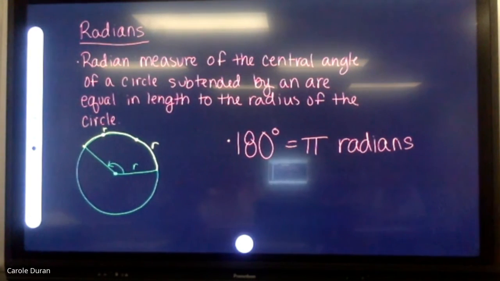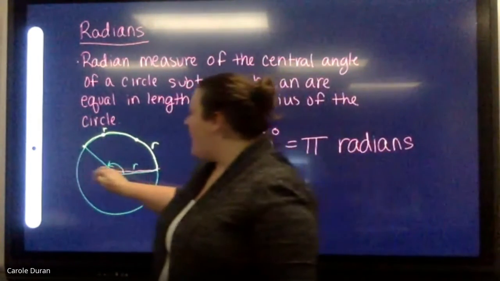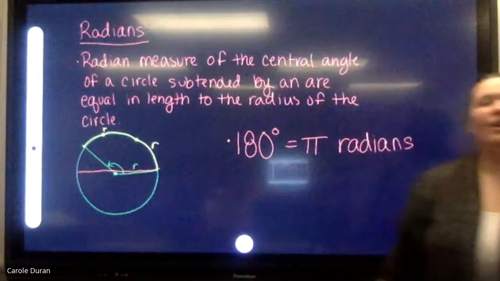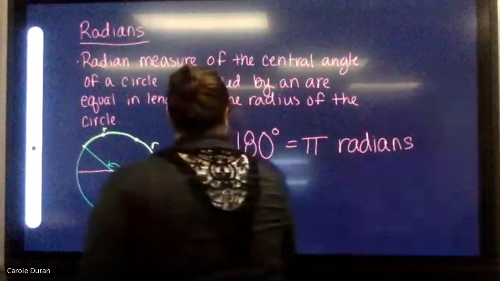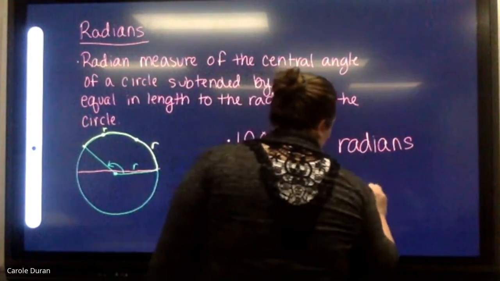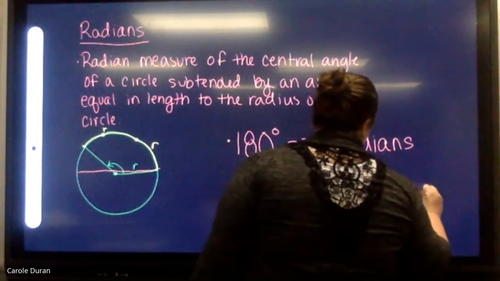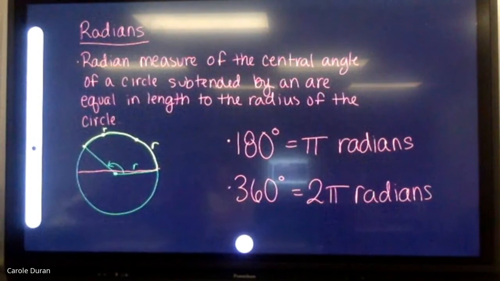Okay, so if 180 degrees is equal to pi, so 180 is half my circle. Remember, that's a straight line. What do you think 360 degrees corresponds to? 2 pi. Those are the most common degree-radian conversions that we recognize without doing any work at all.